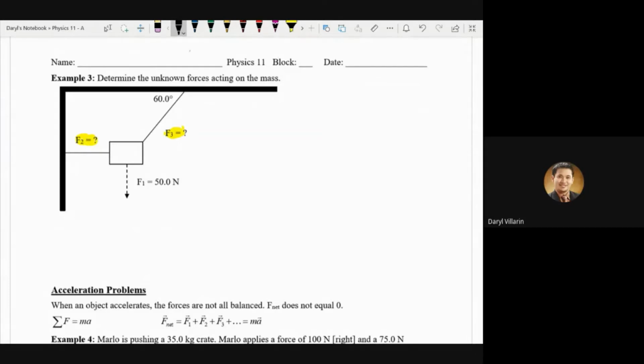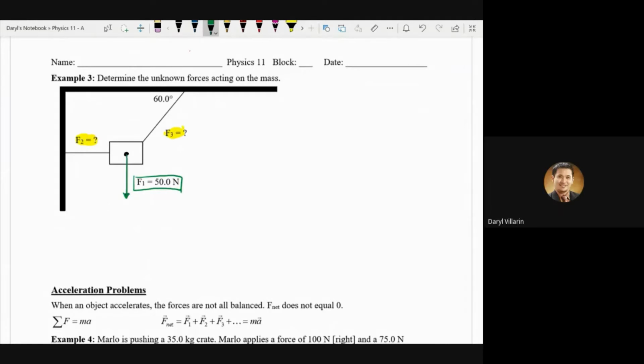If I'm going to do the free body diagram, all the forces are acting on the box. So my object here is the box, and I'm going to place the dot on my box. I have F1 that is downward. It's given as 50 newtons. The magnitude is 50 newtons.